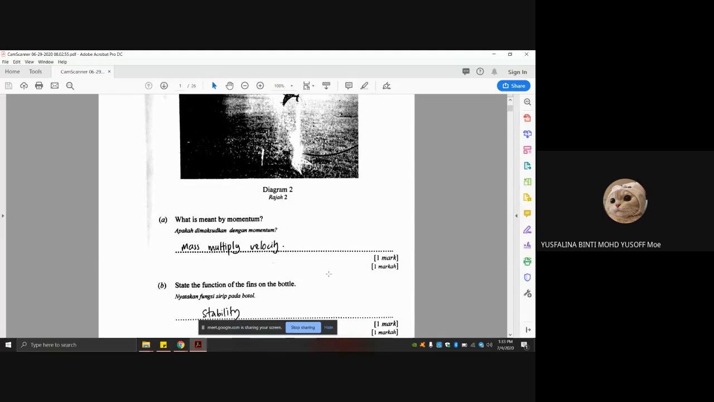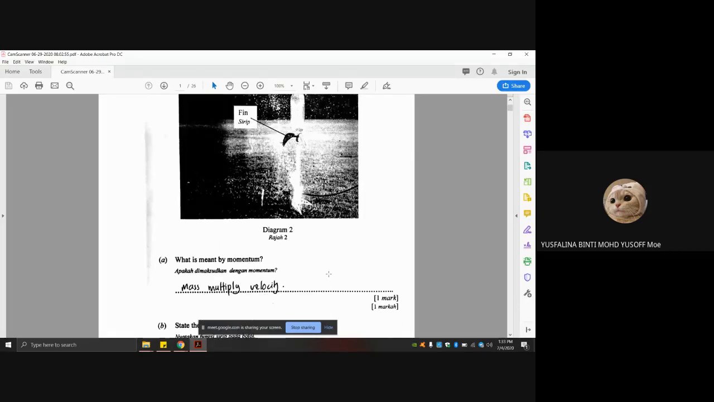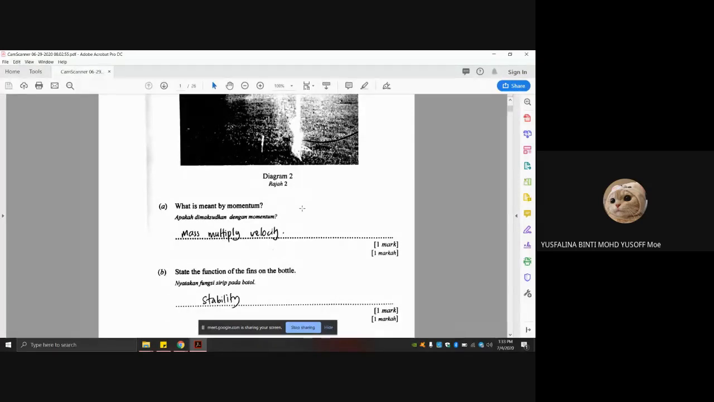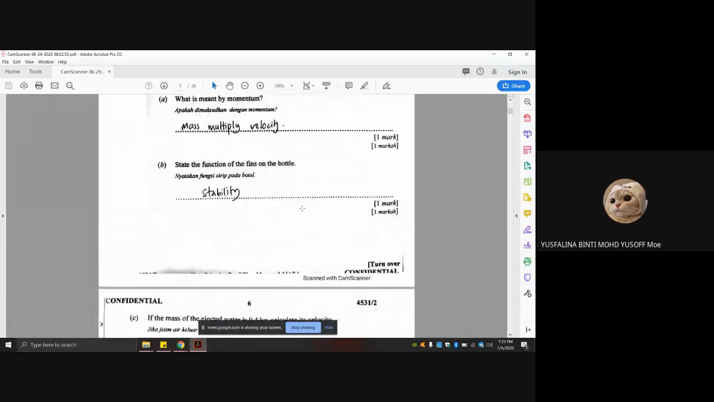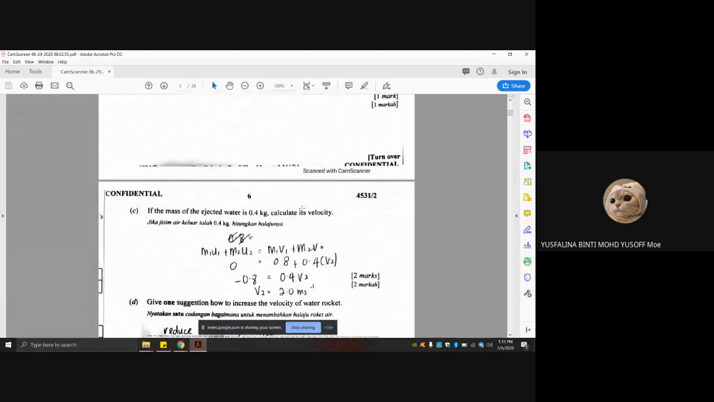For B, state the function of the fins on the bottle. It is to make the bottle stable. So, stability. And then the next one: if the mass of the ejected water is 0.4 kg, calculate its velocity.